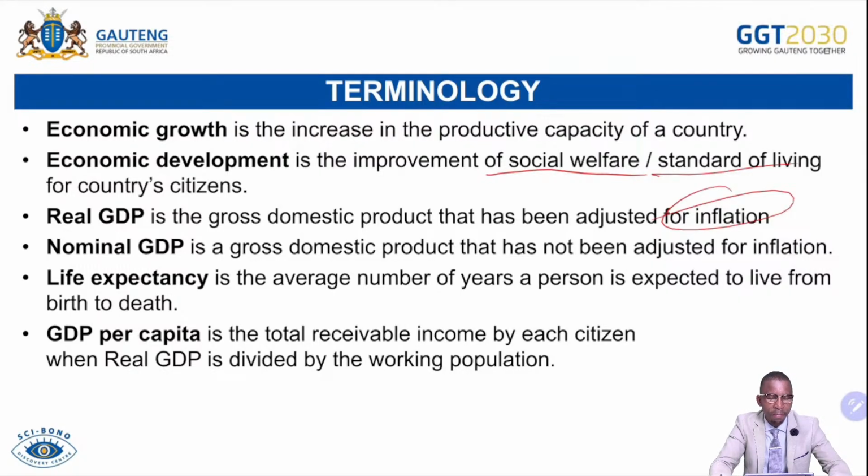Life expectancy is the average number of years a person is expected to live from birth to death. GDP per capita, or income per capita, is the total receivable income by each citizen when real GDP is divided by the population. We continue with the terminology.